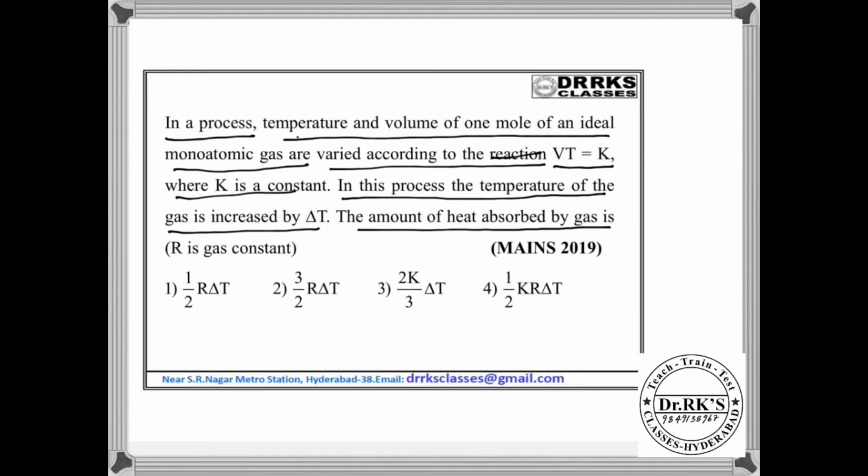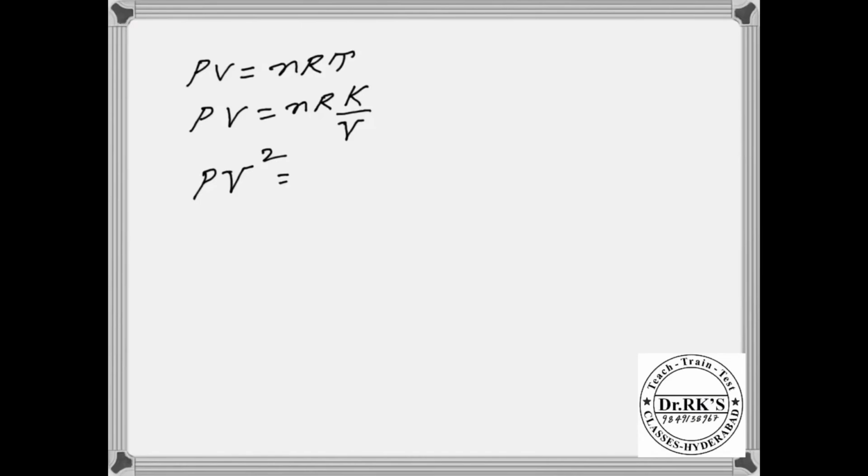Okay. So let us relate this also to a polytropic process because we don't know what is the nature of the process. Okay. So we know that PV is equal to nRT. And it is given that nR into T is some constant K by V. So that means PV square is some constant. So it is PV to the power of x is equal to constant where x is equal to 2. Polytropic process where x is 2.